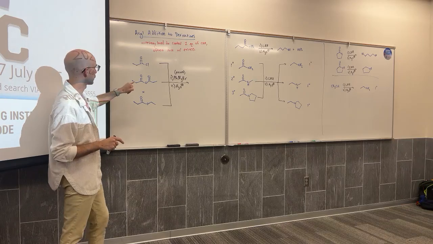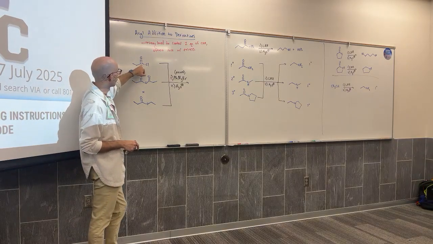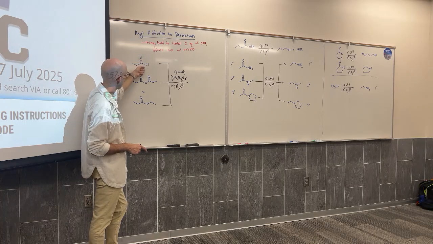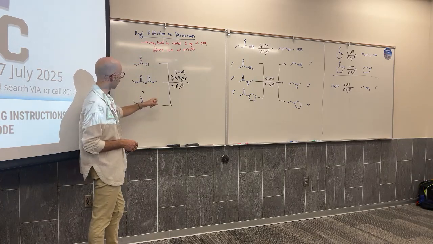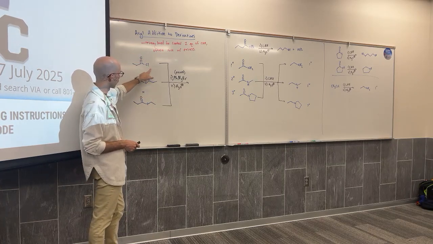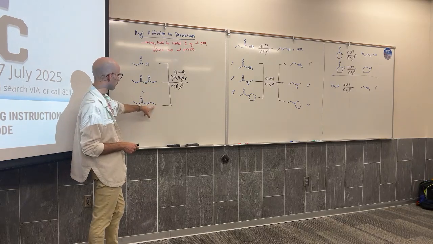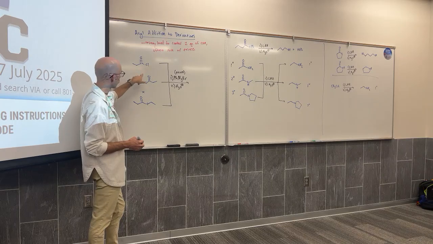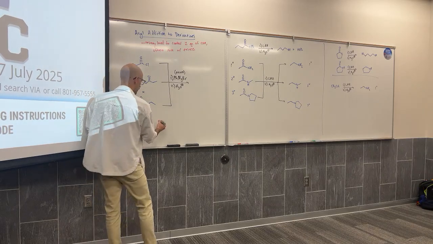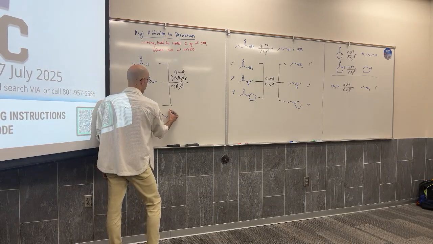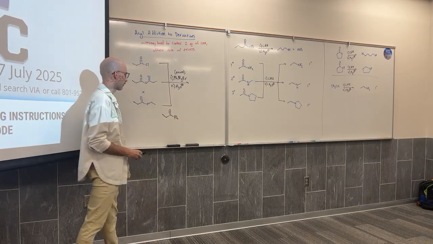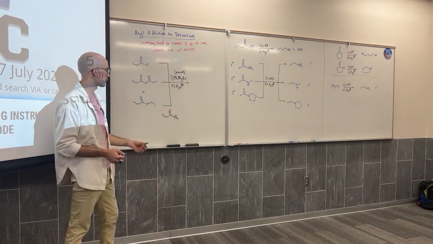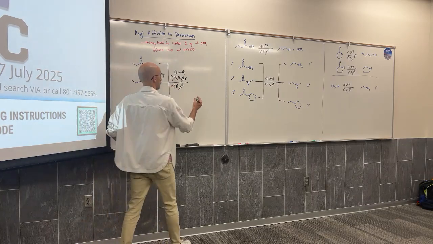The first equivalence attacks the carbonyl, opens the double bond, which then closes again and kicks off a leaving group. And that leaving group will be the chloride, a carboxylate, or an alkoxide. That forms a ketone intermediate. So each of these will come down to this ketone intermediate, which is then also reactive to phenyl Grignard.